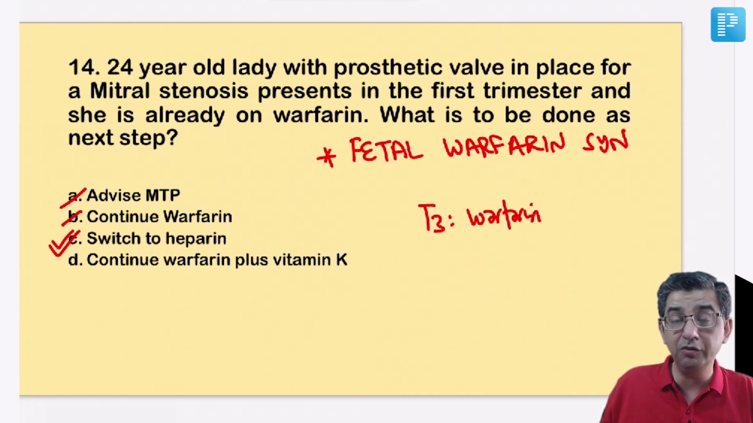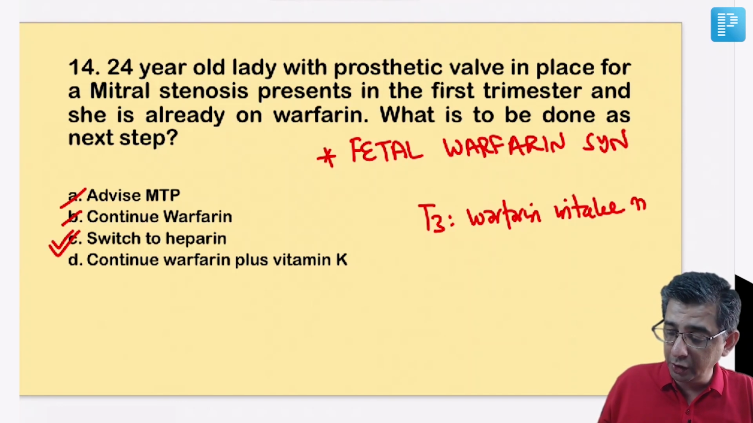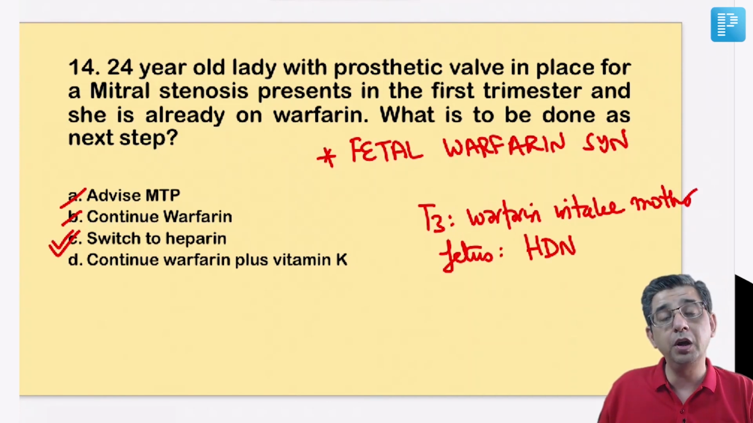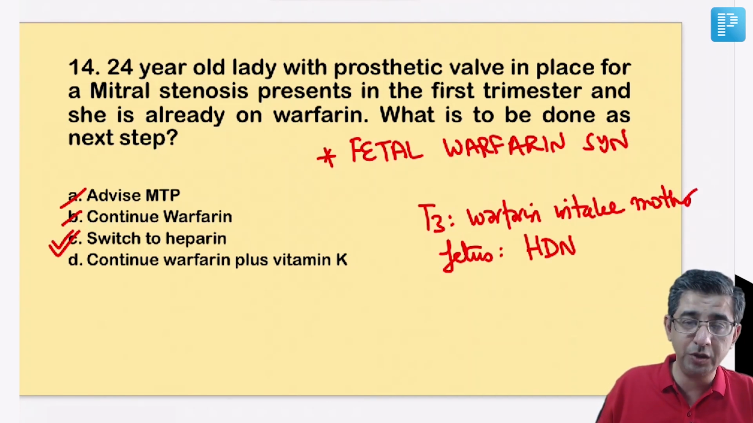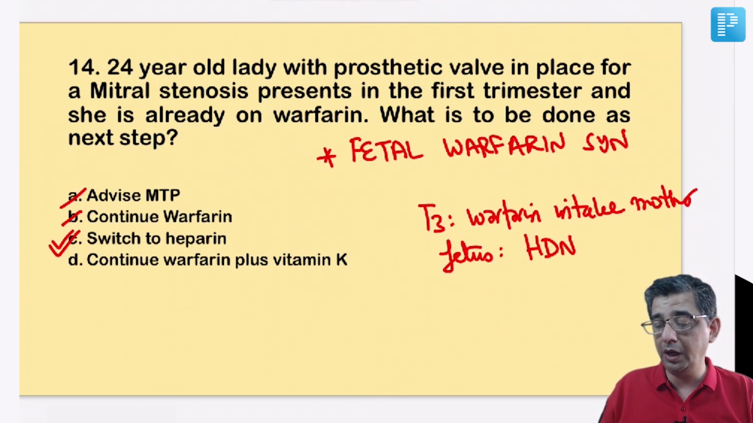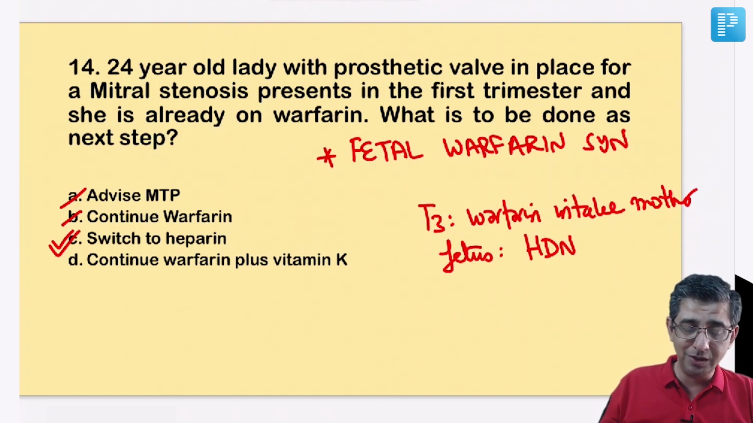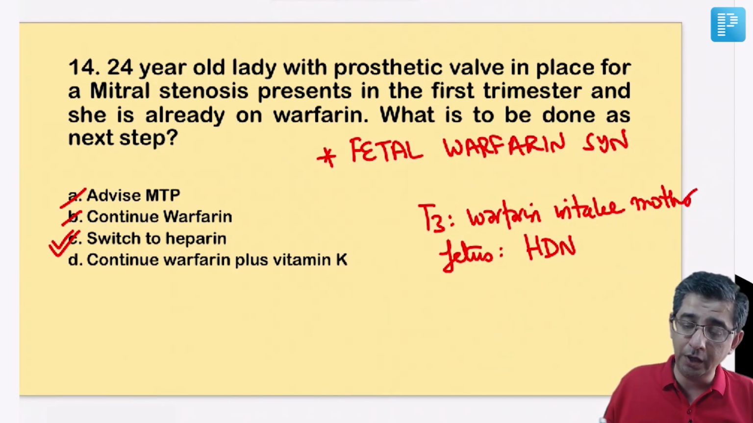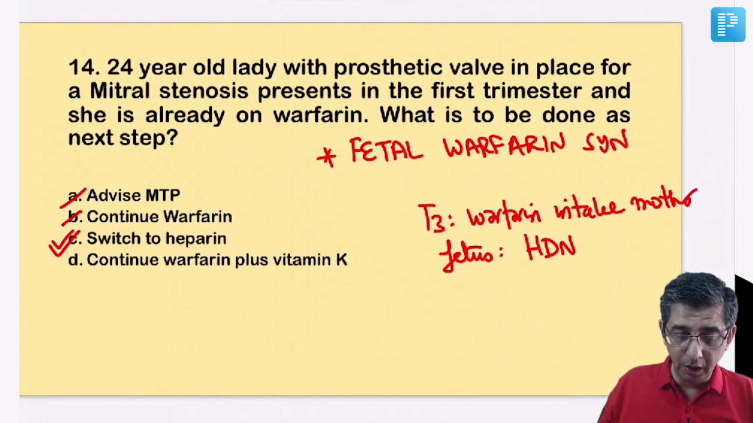Why? Because warfarin intake by the mother can definitely contribute to the fetus ending up with early onset hemorrhagic disease of the newborn. To prevent this HDN from developing, vitamin K can be added. So the answer to this question is option C. And as I explained, option D would apply if this was the third trimester. And in the second trimester, there is no need, because she'll continue on warfarin only.